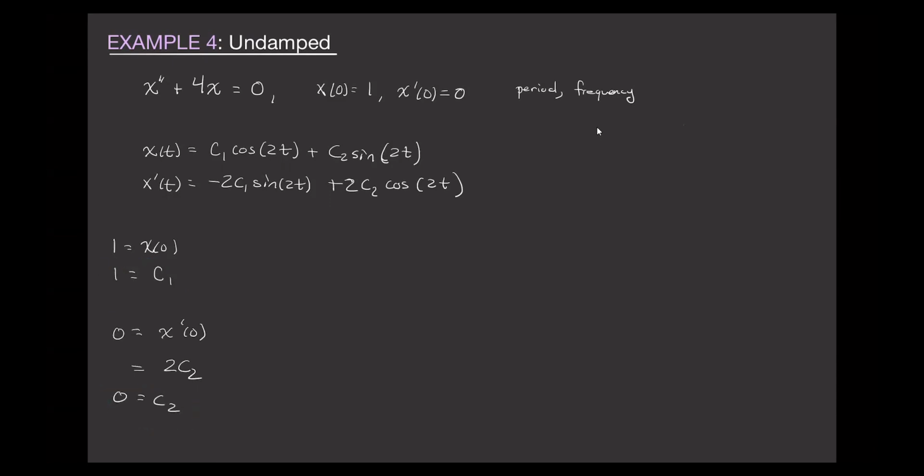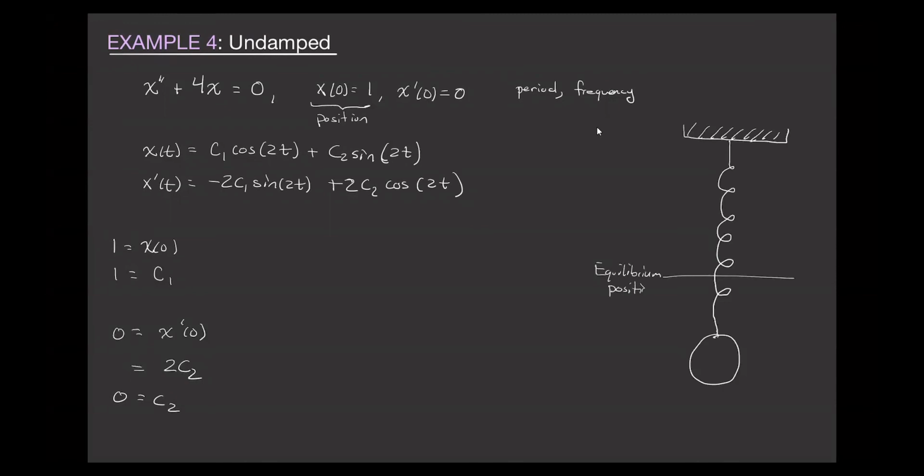Now, as far as the physical system goes, what this amounts to is the following. If x is the position and 0 is the equilibrium, we've got our spring mass and there's an equilibrium, let's say here. That's the state the spring mass system wants to be in if there's no disturbance, if it's just gravity and the spring restoring force balancing each other out.